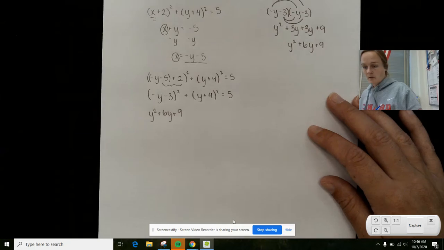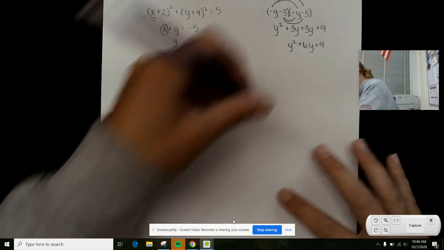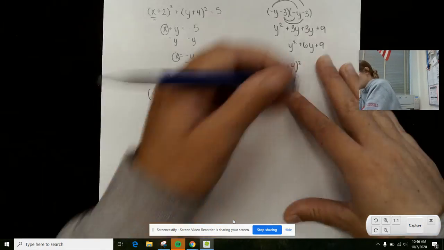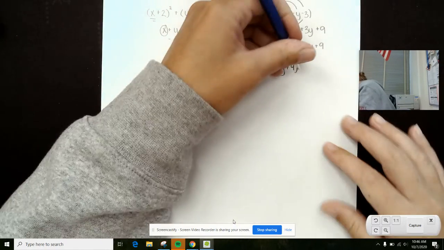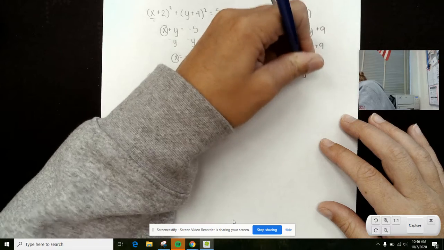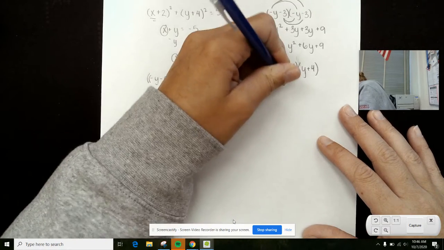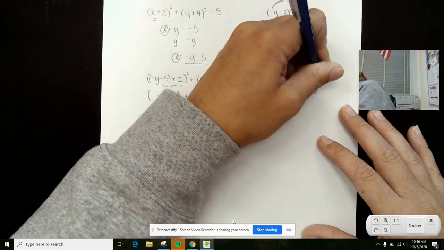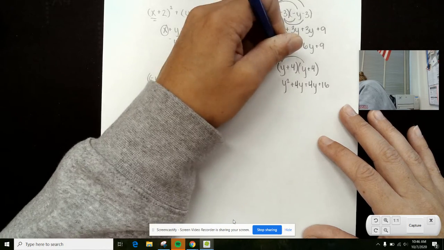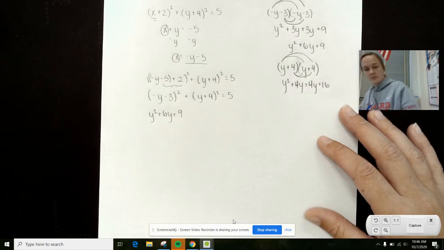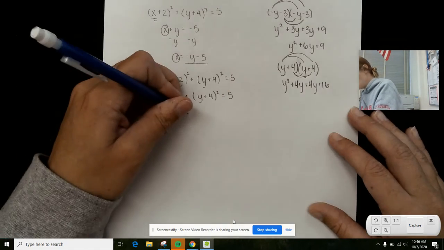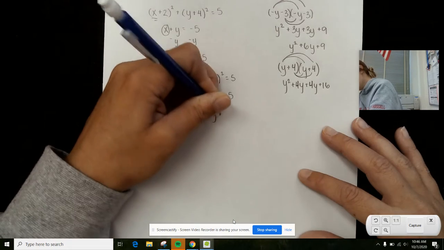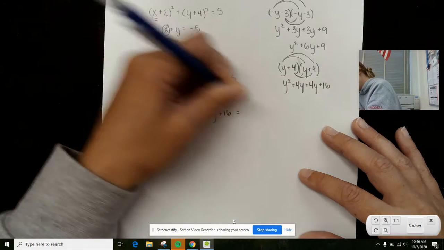Now I have to go through and square y plus 4. So I've got (y plus 4) squared, so that's actually y plus 4 times y plus 4. So I have y squared plus 4y plus 4y plus 16, and I'm getting that through double distribution. So then here I've got y squared plus 8y plus 16. And then I've just got equals 5.